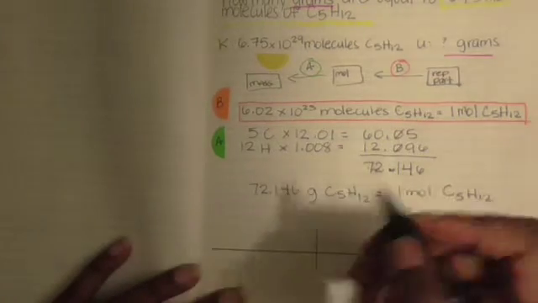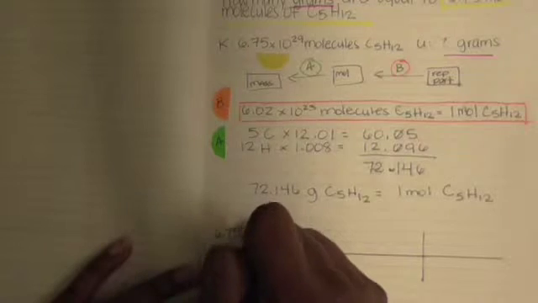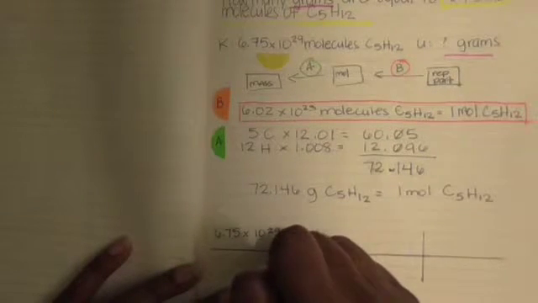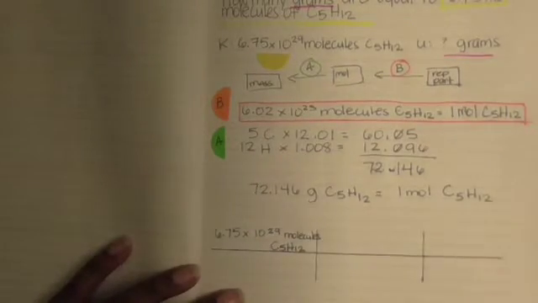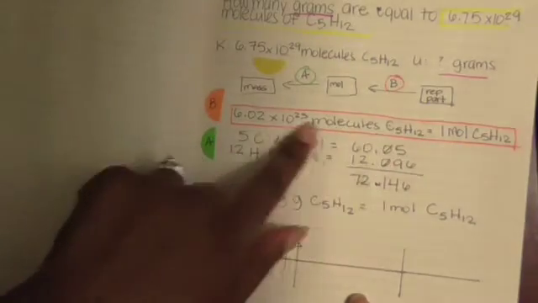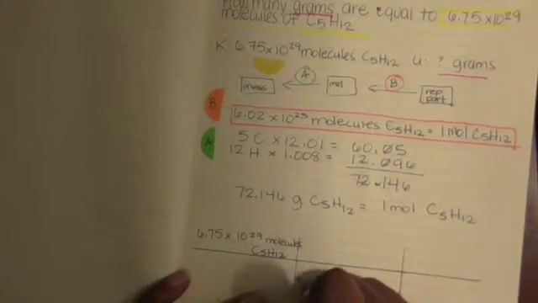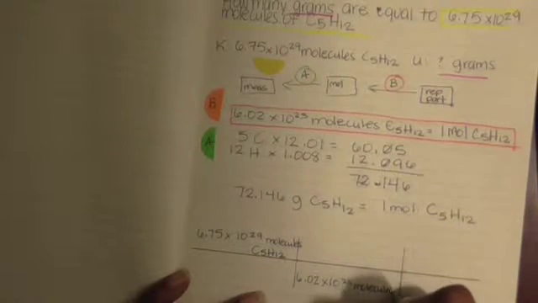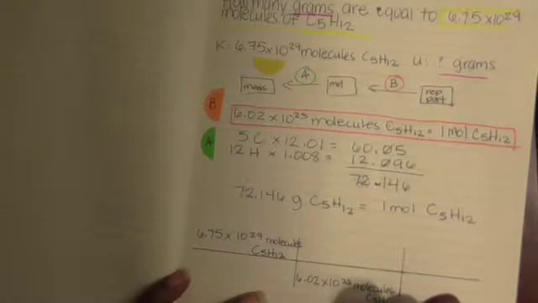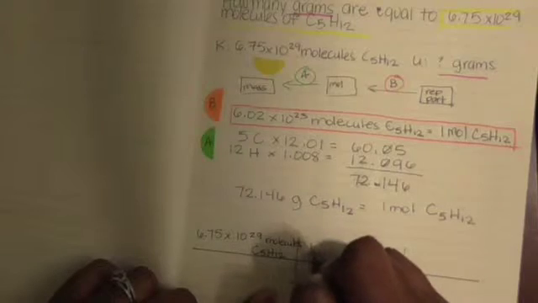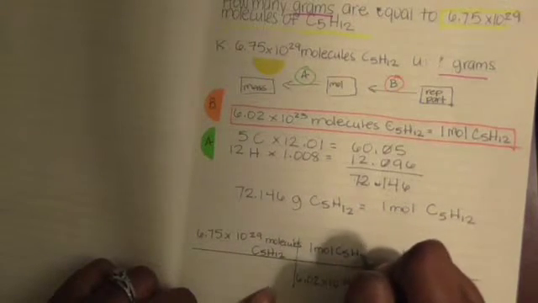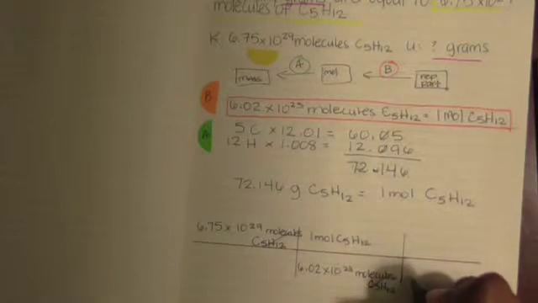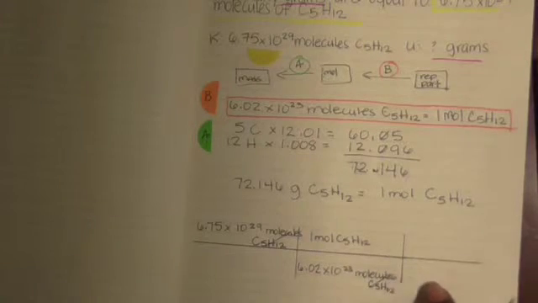So our known is 6.75 times 10 to the 29 molecules of C5H12. On the bottom, we need molecules of C5H12. So 6.02 times 10 to the 23rd molecules of C5H12 at the top, the other side. Then we'll use our A, which is moles is at the top, so we need moles at the bottom.